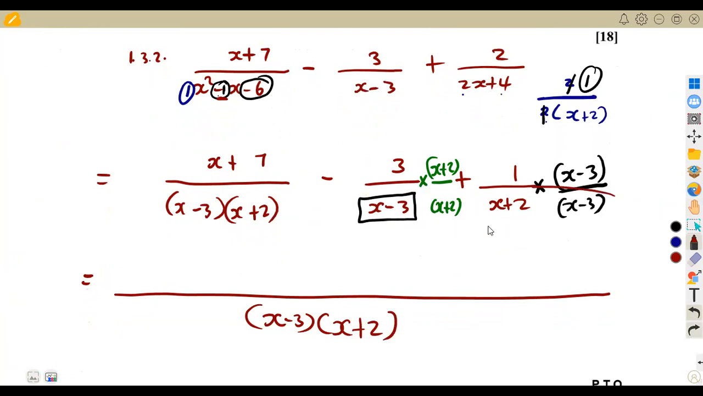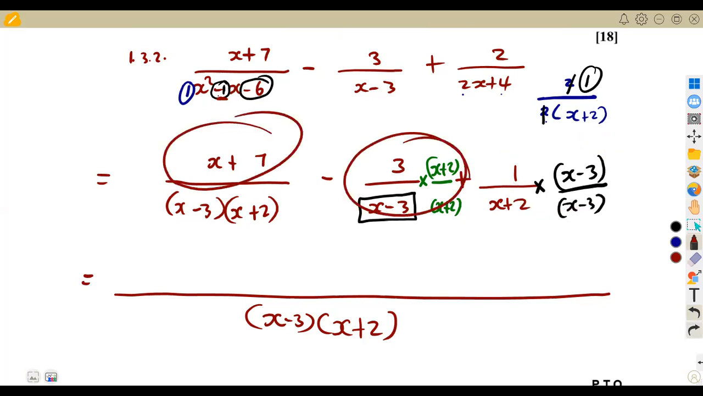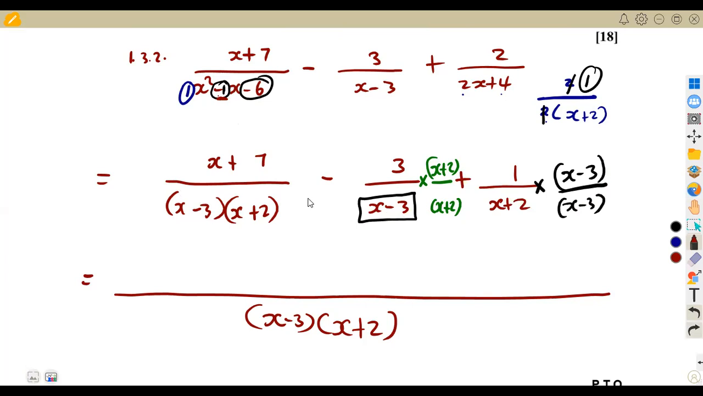Take note here, the order does not matter. These two are the same as x minus 3, x plus 2. So what's going to happen now with these numbers in the numerator? Like I said, guys, once these denominators are the same, you just combine the numerators as they are.